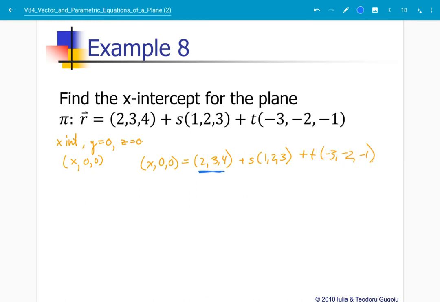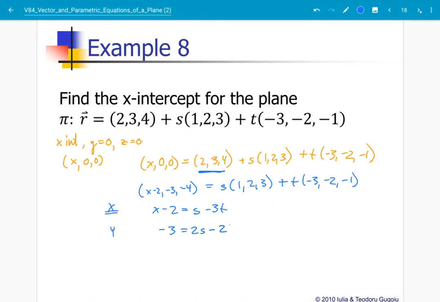Now what? Well, I'll simplify a little bit. I'm going to subtract that R naught value. So I have (x minus 2, negative 3, negative 4). You've sort of seen this setup a few times now. We'll do the parametric if you like here. x minus 2 is equal to s minus 3t. The y part is negative 3 is 2s minus 2t. And for the z, negative 4 is equal to 3s minus t.